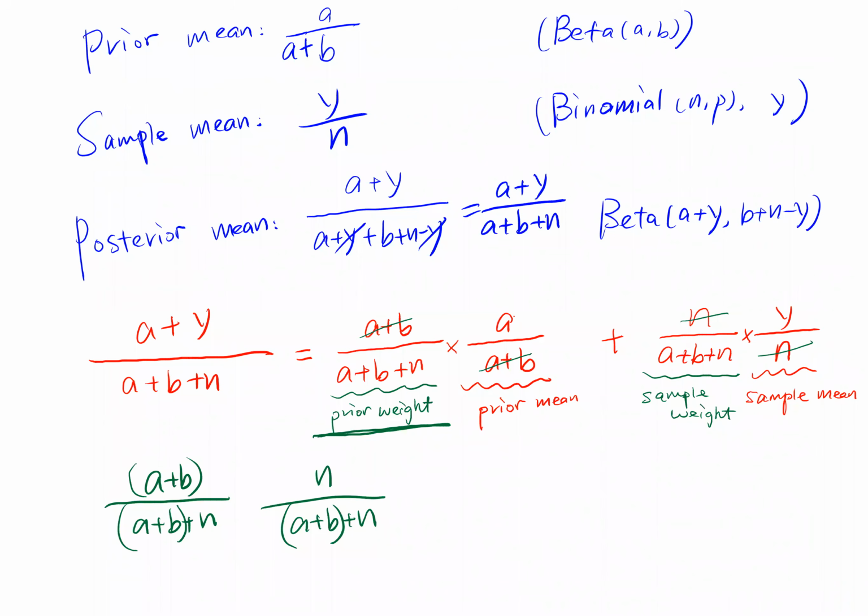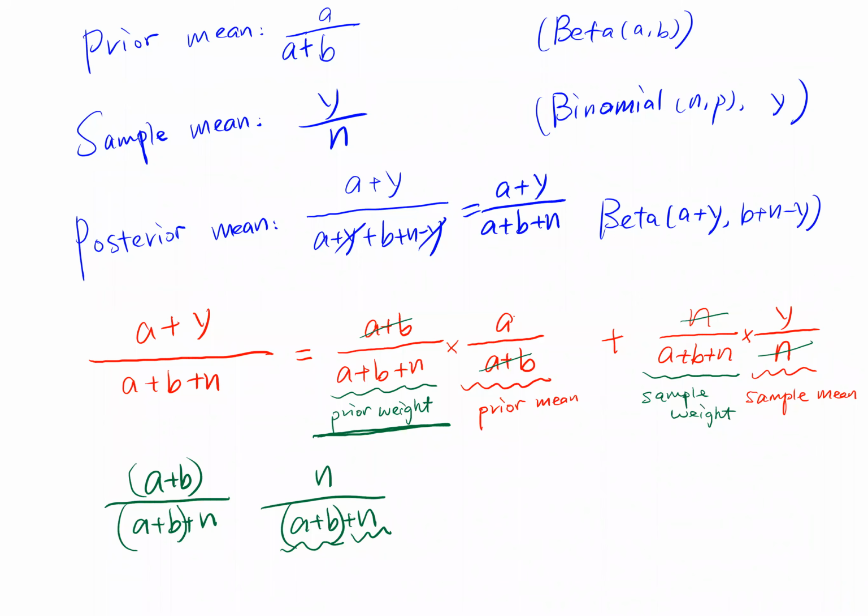And in the total, remember, N is the sample size, right? And we also talked about the idea of using A plus B as the prior sample size. So think about the total sample size as the prior sample size plus the sample size. Then you will see that the weight for the prior is exactly the prior sample size over the total sample size, and the weight for the sample is the sample size over the total sample size, okay?